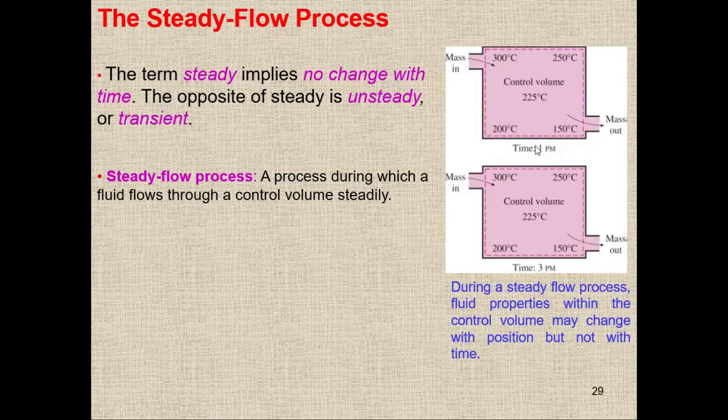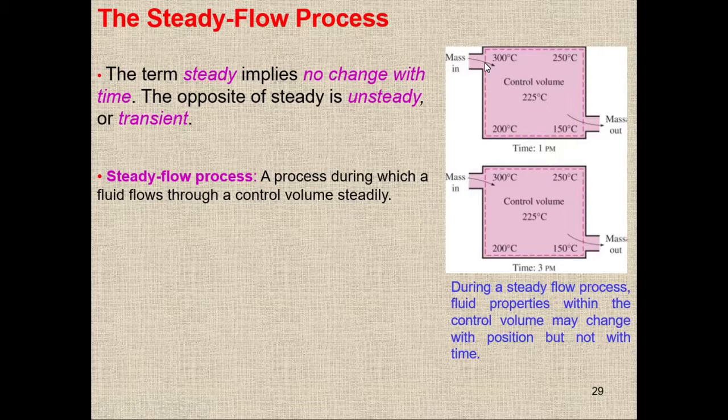So this is at 1 p.m. Here at 1 p.m., at this point the temperature is 300 degrees Celsius, and at the outlet you can see the temperature is 150 degrees Celsius. Now with respect to time, this is 1 p.m. Now the time has changed and this is now 3 p.m., but still you can see the temperature here is the same as here. So there is no change in the temperature with respect to time at a point.